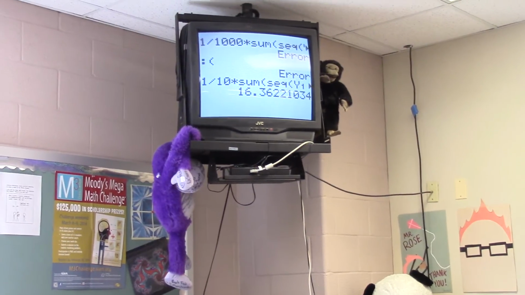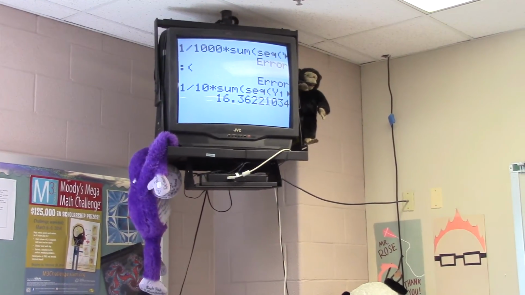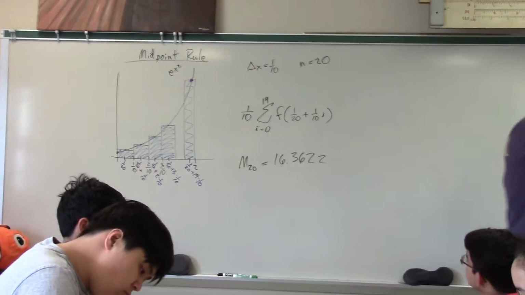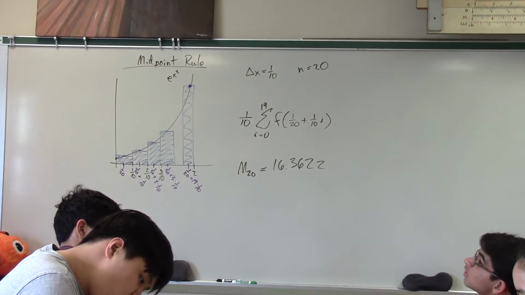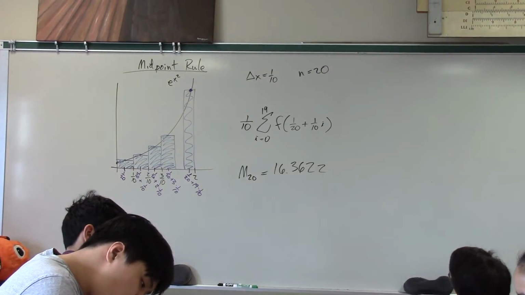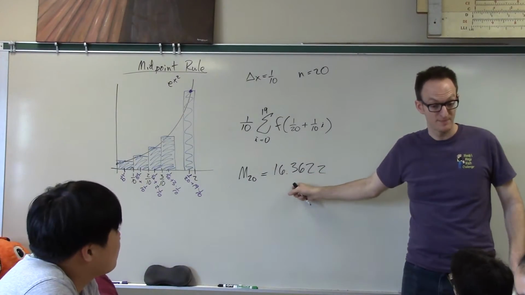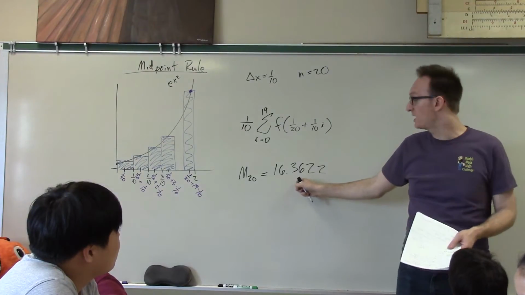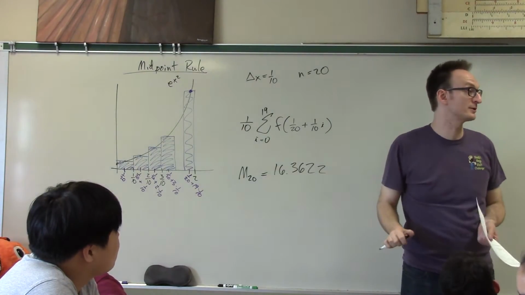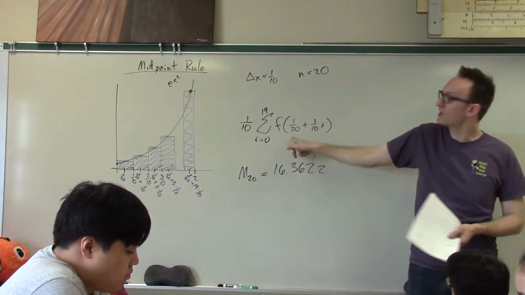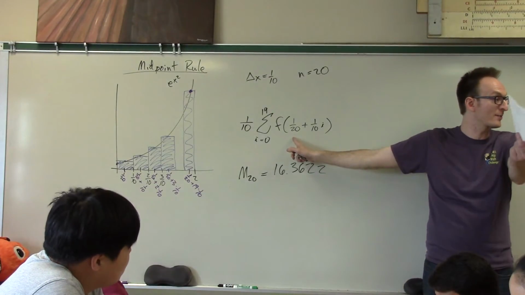M20 is 16.3622. And using the value of the integral that we got from Math 9, which we weren't supposed to know about, this is off by only like 0.09. And it's off by 0.09 using only 20 subintervals, right? Do you feel that computationally this is no harder than LRM or RM?